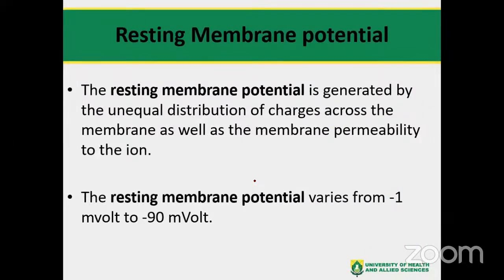Now let's see what causes the resting membrane potential. The resting membrane potential is generated by the unequal distribution of charges across the membrane, as well as the membrane permeability to the ion. Now, why is the inner part negative and the outer part positive? We're going to explain why.